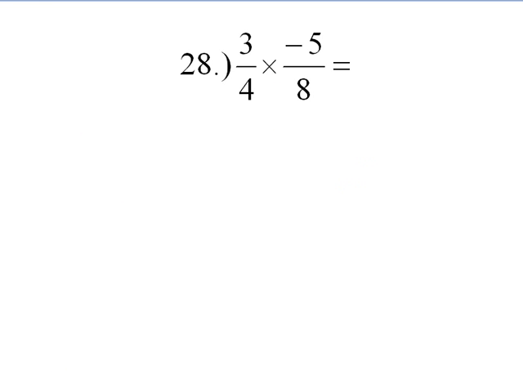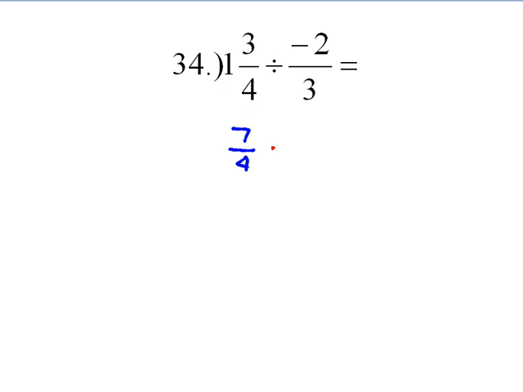Alright, we did that pretty well. Let's keep going. We want to get an example of dividing fractions. Now first, let's change this mixed number into a fraction. So that gives us 7/4 divided by a negative 2/3.